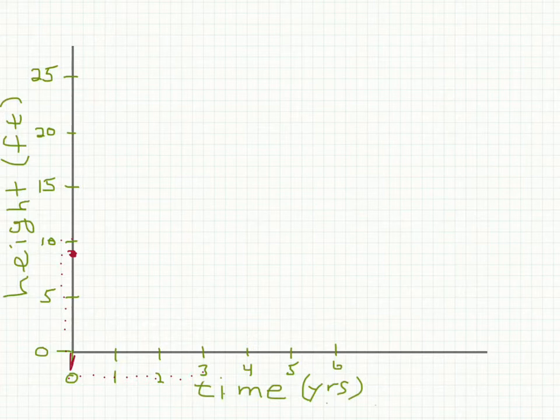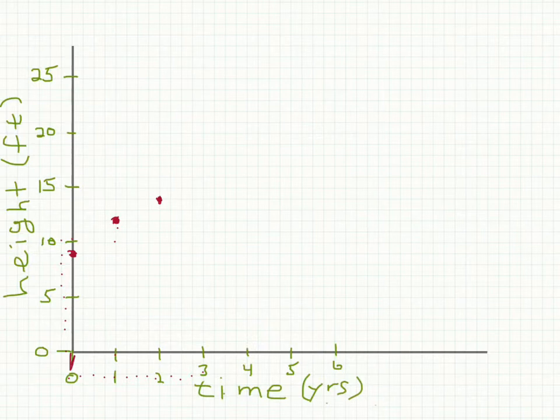Our second data point is 1, 12. So 1 year after the tree was planted, it's now 12 feet tall. So I'm going to come over to my 1. I'm going to go up to 10, 11, 12. And I'm going to make my data point right there. So you can see now we have 2 data points on there. Our next data point was 2, 14. So at the 2-year mark, I'm going to come right up here on this line, and I'm going to put a dot at 14 feet.